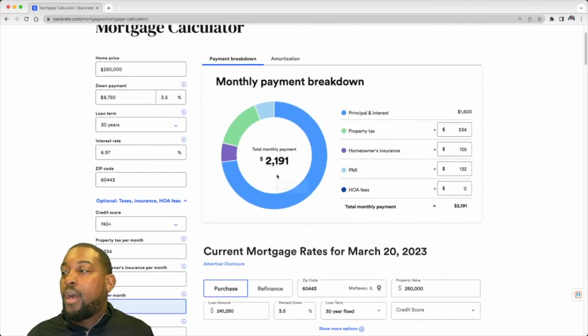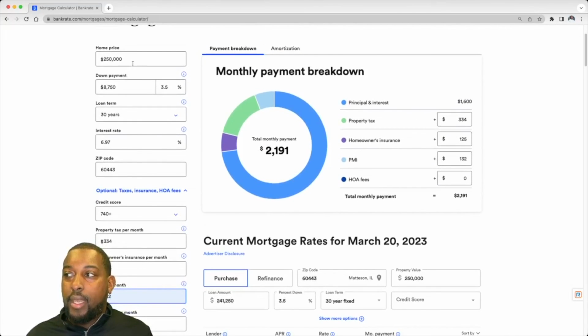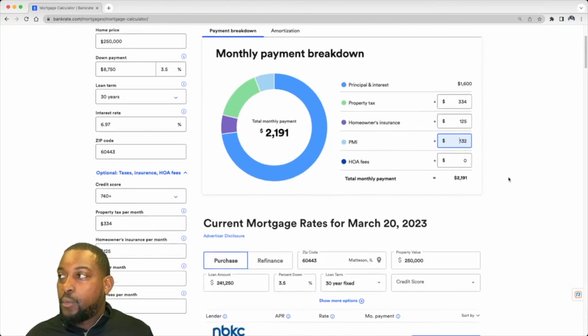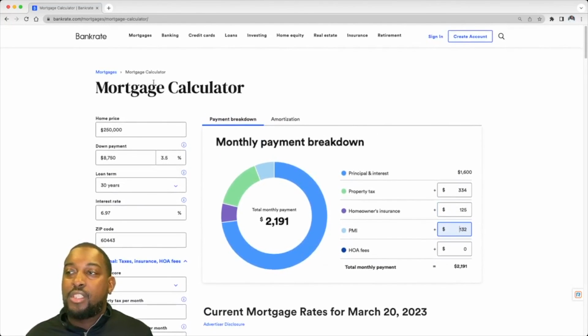So this is what a $250,000 house will look like with today's interest rates, with this property tax, with this homeowner's insurance, and of course you have that PMI as well. And of course you guys can easily adjust these numbers over here as well. Property taxes could be a little bit lower, could be a little bit higher depending on where you're living, and obviously you can go with different homeowners insurance as well, okay. But that's how you're able to see what today's interest rates are, and then of course put that into a mortgage calculator.